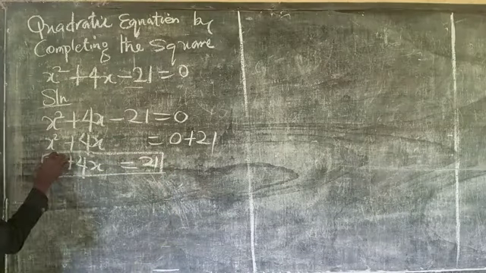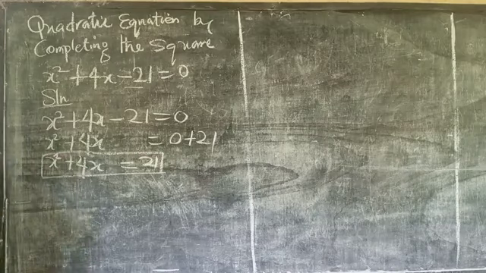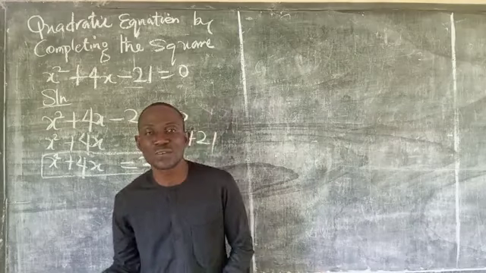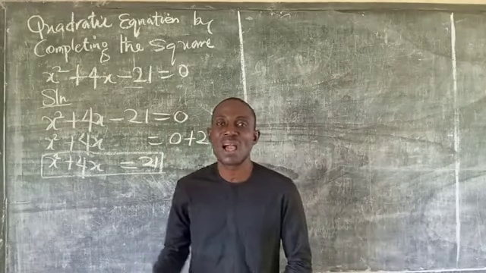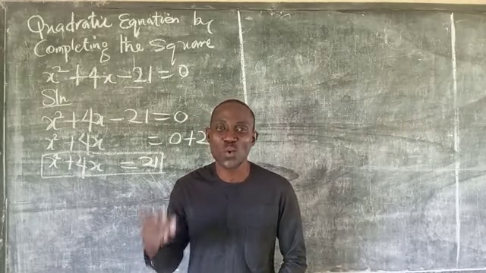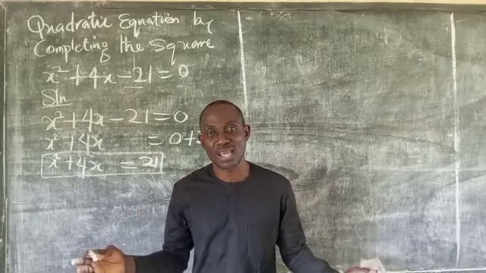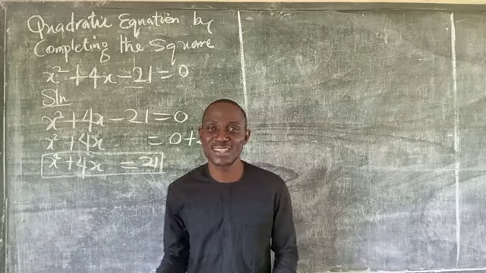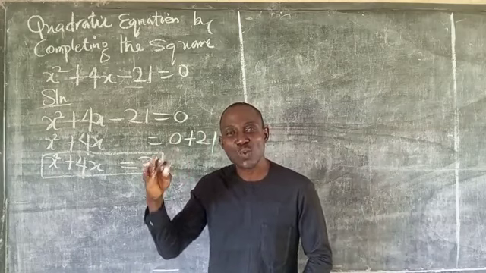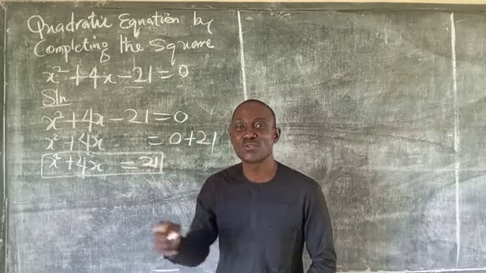So what is this thing about completing the square? What are we going to do in completing the square? The rule says: add half the square of the coefficient of x to both sides. You understand what I just said? Add half of the coefficient of x, squared, to both sides.